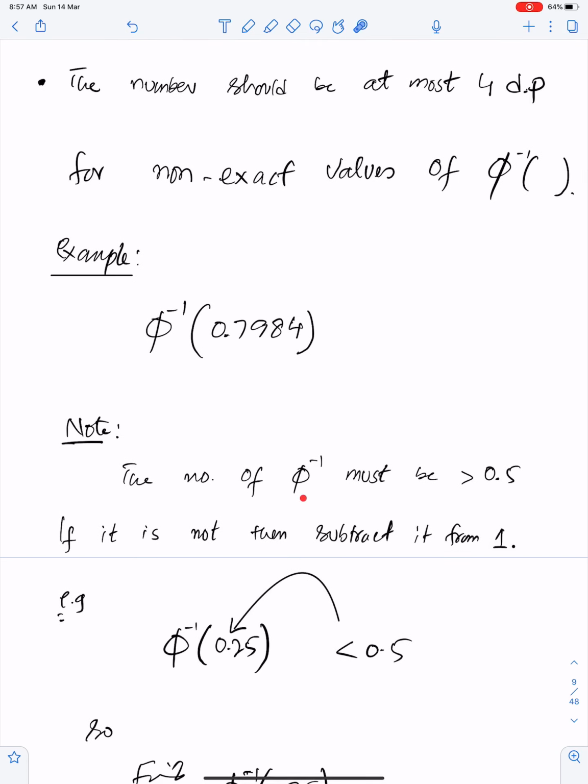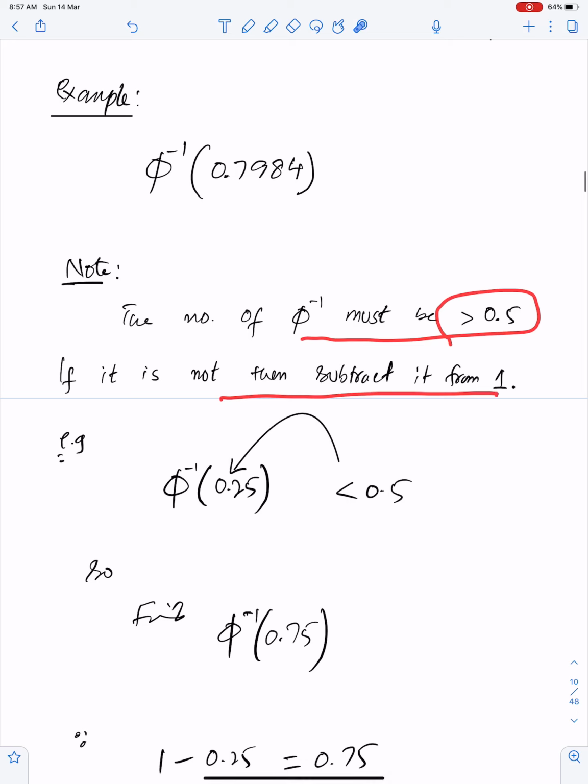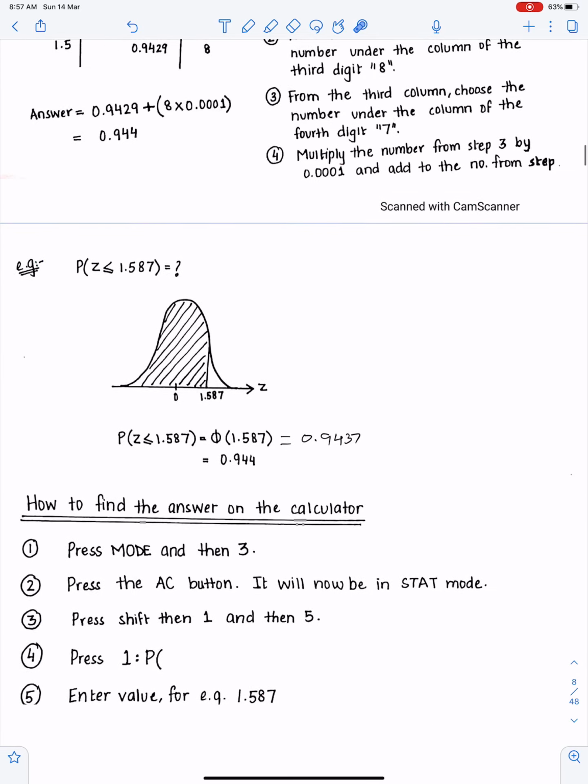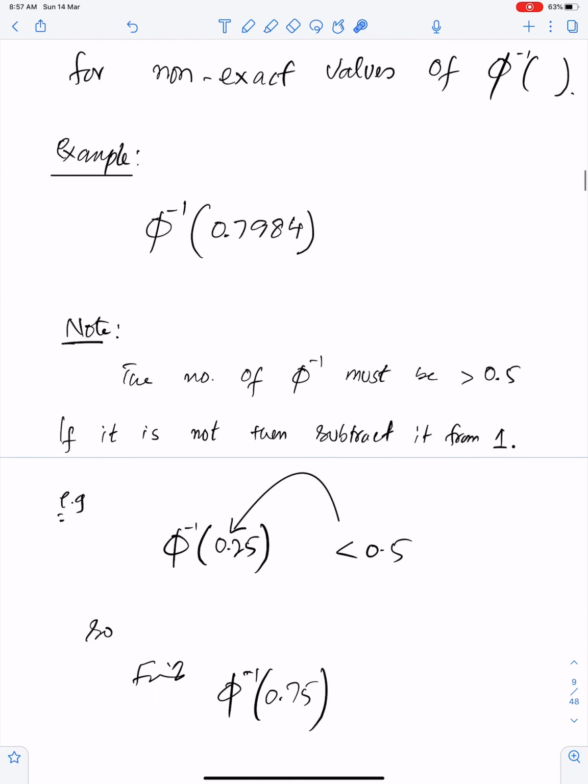The number for phi inverse must be greater than 0.5 if you are searching that number in the table. If it is not, then subtract it from 1. What if you are searching for 0.25? Since this number is less than 0.5, you need to subtract it from 1 and you'll get 0.75. Now you will search phi inverse 0.75 instead of phi inverse 0.25, because in your table, basically, this is the region.